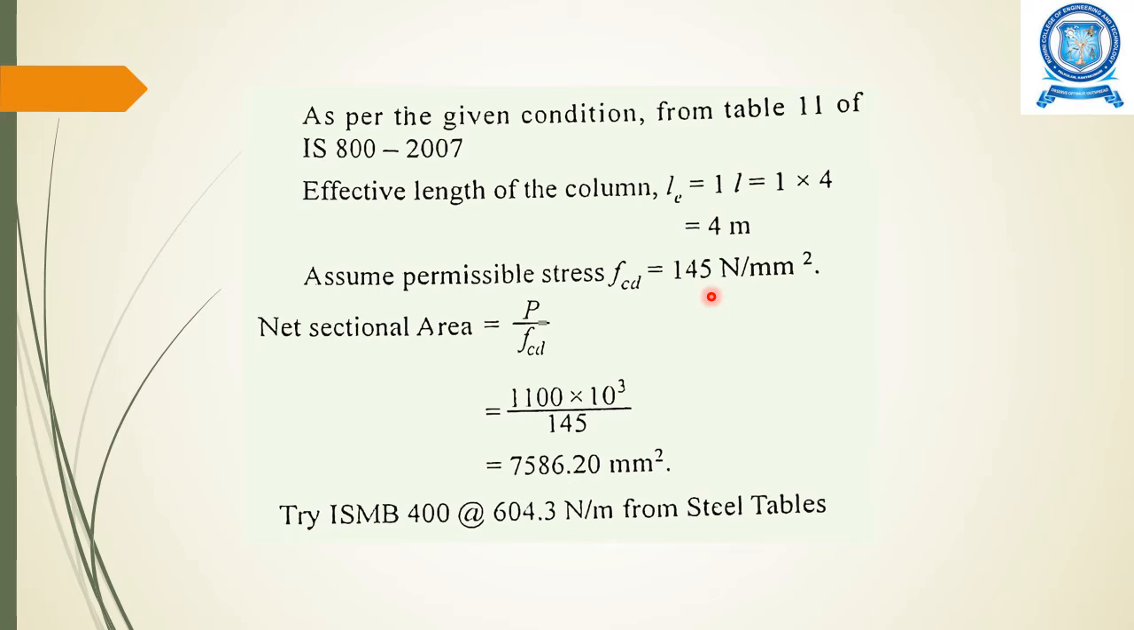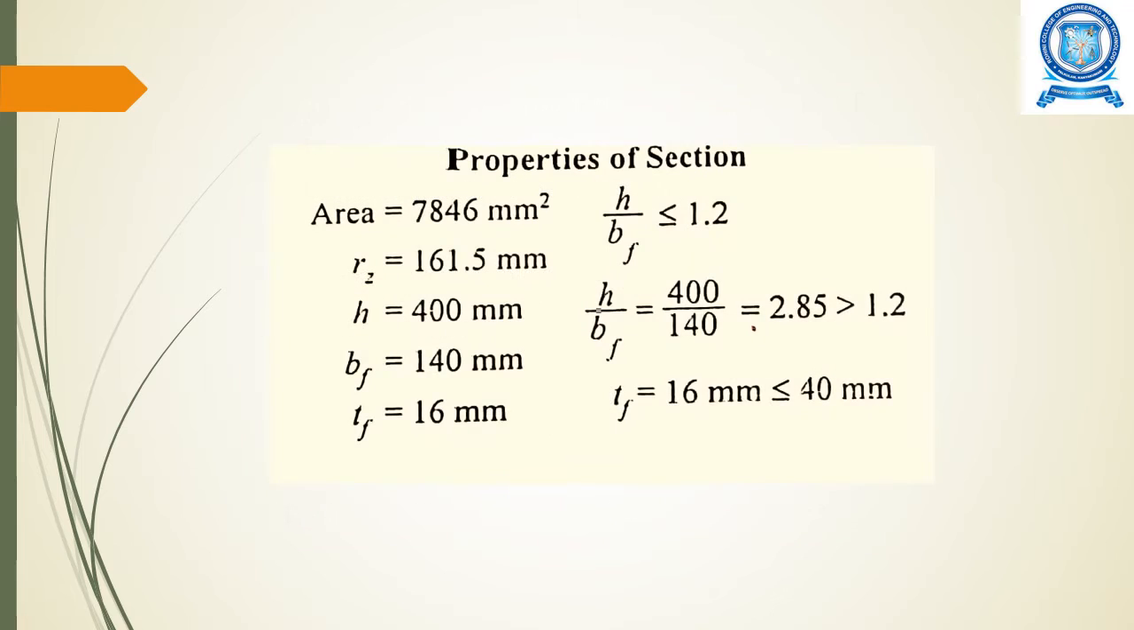From the permissible stress, we find the net sectional area, which is equal to P by FCD. So we get the value as 7586.20 mm square. Now we choose one rolled steel section. In this problem, we choose ISMB 400 at 604.3 Newton per meter from the steel table. These are the properties of the section.